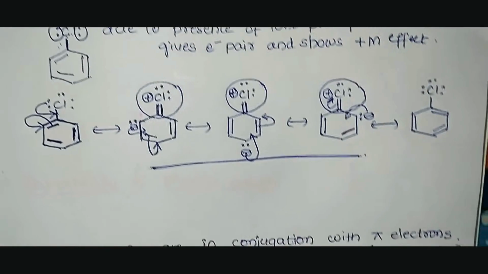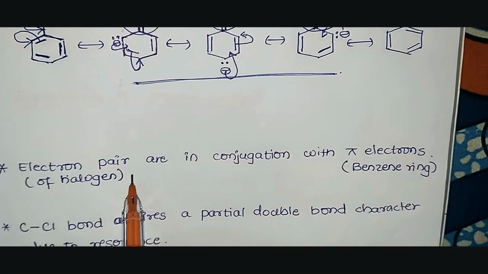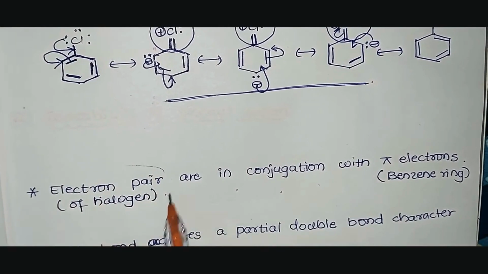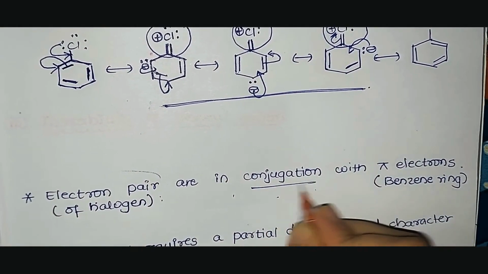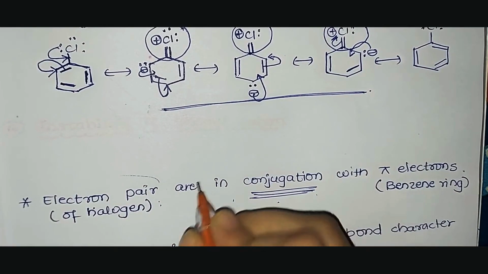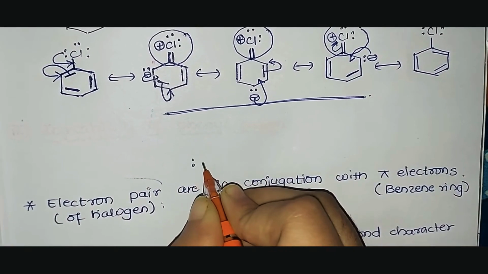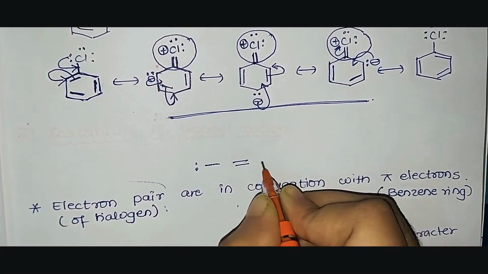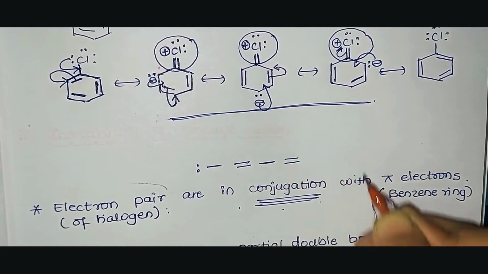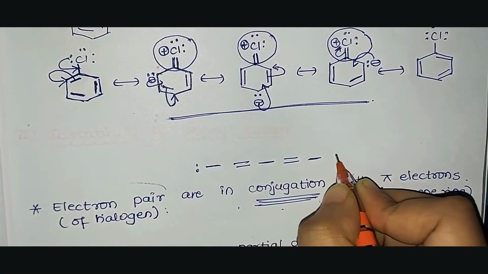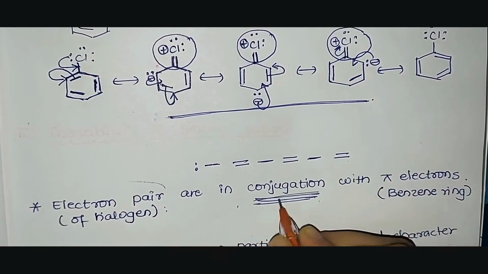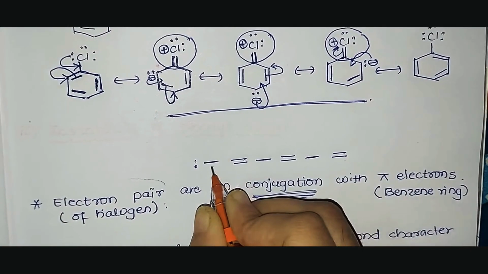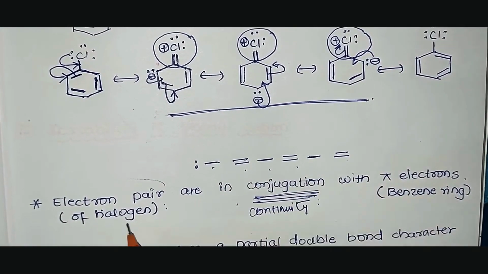So what do you mean by conjugation here? The electron pair is in conjugation with the pi electron. So the electron pair of halogen is in conjugation with the pi electron of the benzene ring. So what does it actually mean here? Lone pair of electrons, single bond, double bond, then again single bond, double bond, then again single bond and double bond. Or simply, if it is conjugated, it refers to single bond followed by double bond, and such a system we call a conjugated system. So conjugation refers to single bond followed by double bond.